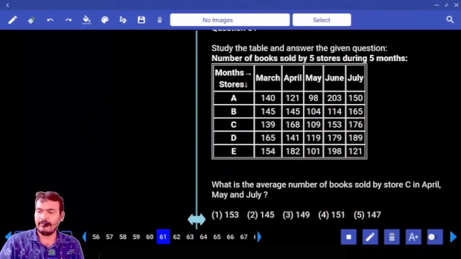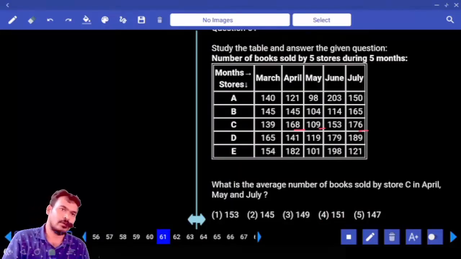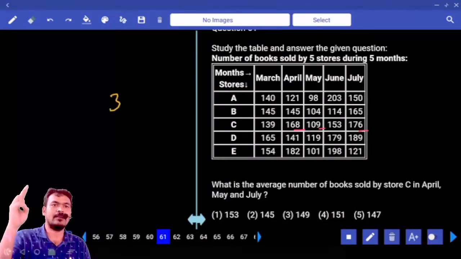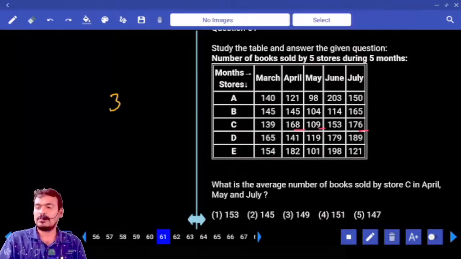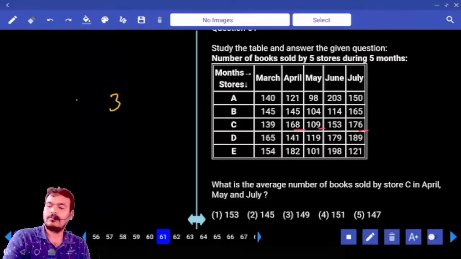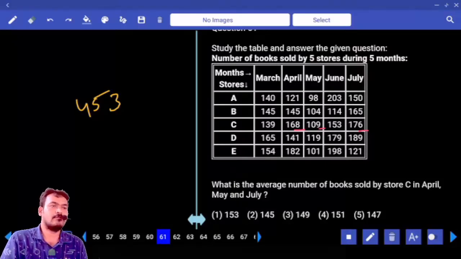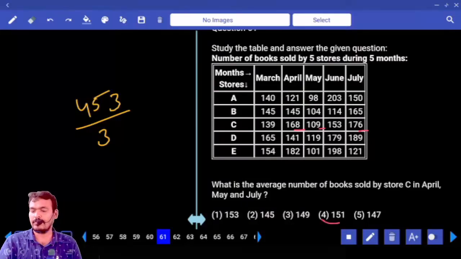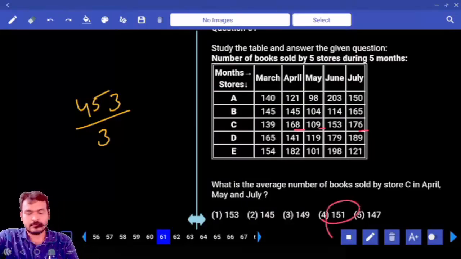Or add all the values. 8 plus 9, how much? 17. 17 plus 6, 23. 3, carry value how much? 2. 16 plus 2, 18 plus 10, 28 plus 17, 45 or 43? 45. Divide by 3. We are getting 151, or not?